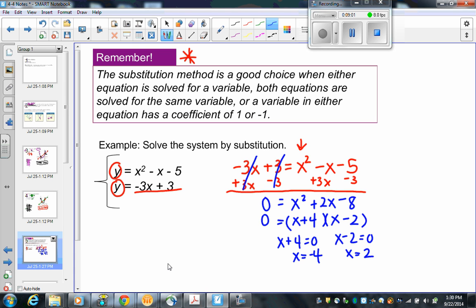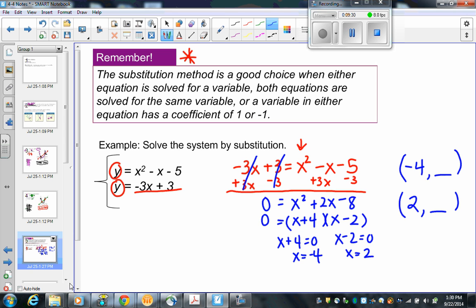Now, we're not done because we want to find the intersection points for this linear equation and this quadratic equation. So I know I should have two locations at which the parabola and the line intersect because I have two different x values. One x value is going to be -4. The other x value is going to be +2. I have to now figure out what the y value is going to be for each of those coordinates.